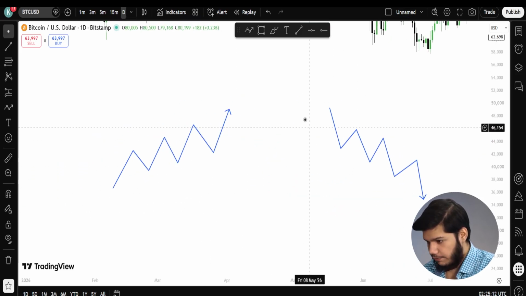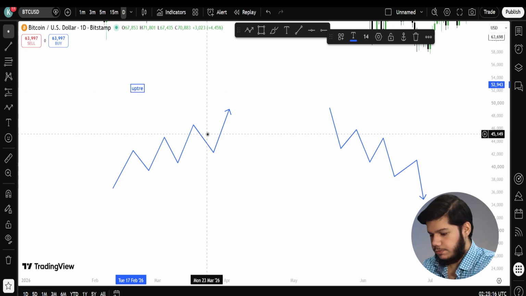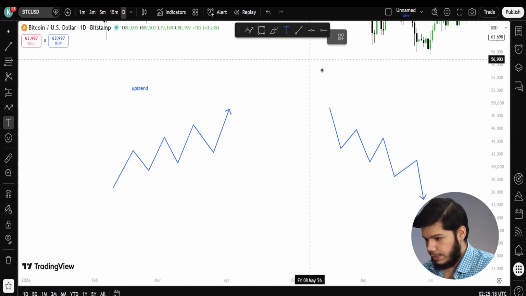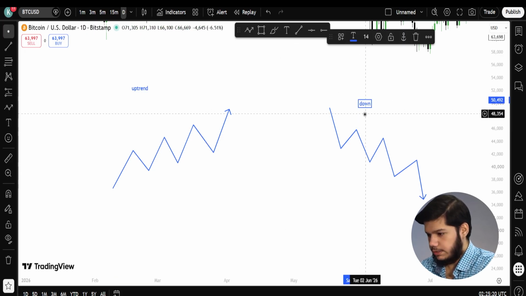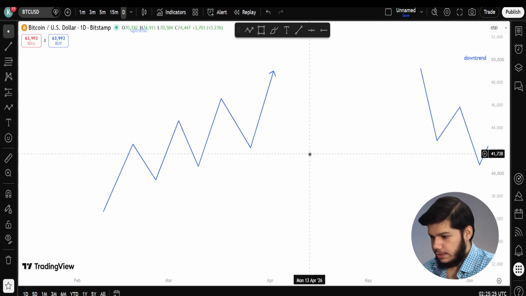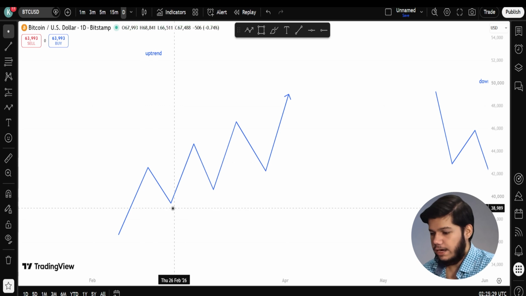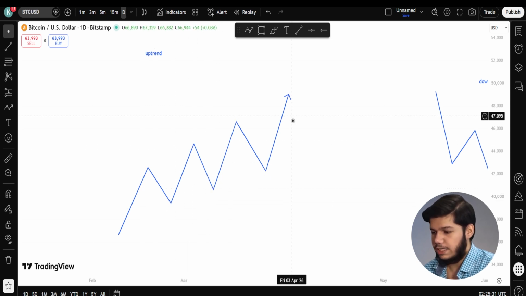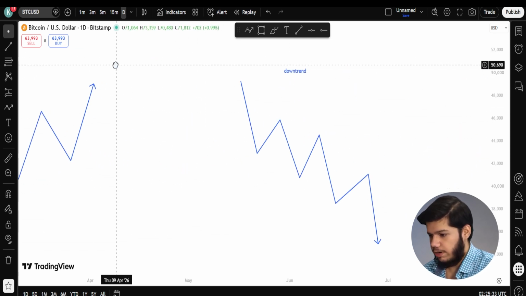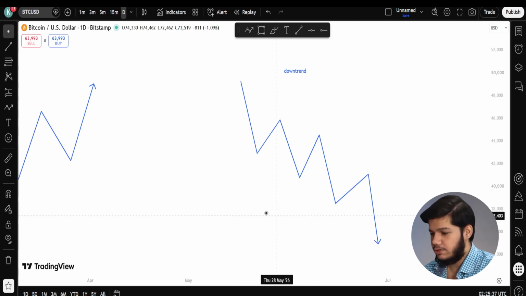Okay, so here we have both. Let me write it down here: the uptrend, and here: the downtrend. Okay, so now let's first talk about the uptrend. In an uptrend, price makes higher highs and higher lows, and so on. And in the downtrend, price makes lower lows, lower highs, lower lows, lower highs, and so on.